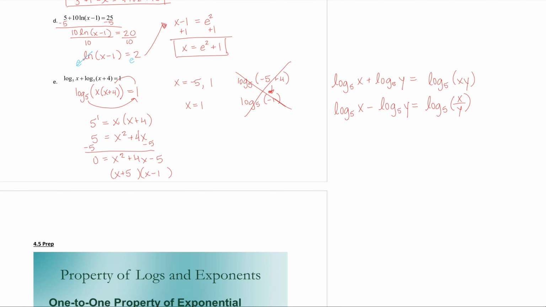So what do I mean by that? Whenever I plug it into my logarithm, and I just chose one of my logs to plug it into, and I chose the x plus 4 logarithm, I plug in the -5 plus 4, and I end up with a log base 5 of -1. Well, we cannot have a negative number inside the argument of a logarithm. It's just not possible.